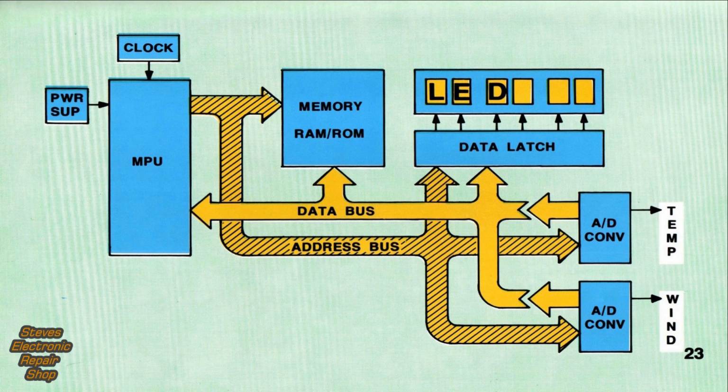Here's a block diagram for our system. Starting at the left, we find the power supply, our clock, the microprocessor, and in the center, our memory. The LED display is comprised of a data latch and the LEDs. On the right, we see the analog to digital converters for our 2 inputs, temperature and wind. The entire system, as we see it now, contains only 8 blocks.